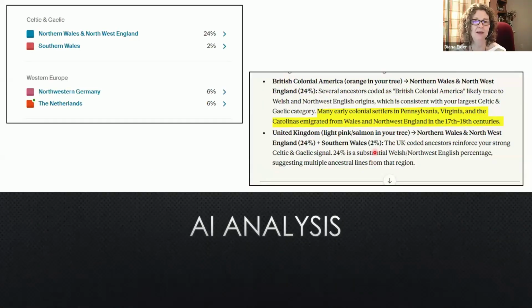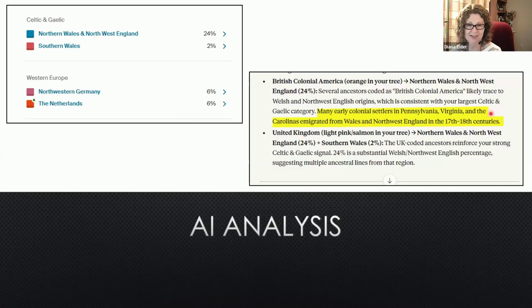And then we have a new interesting group here that popped in, and this is the Celtic and Gaelic and then the Western Europe. So it's talking about how in my tree, I've got all those ancestors on my paternal line that are British colonial ancestors, and that they could trace to Northern Wales and Northwest England. So I never really knew where those ancestors could be since I haven't traced them back yet. I just knew they were likely English or perhaps Scottish or Irish. I knew they were just likely UK. So it gave me some interesting tips.